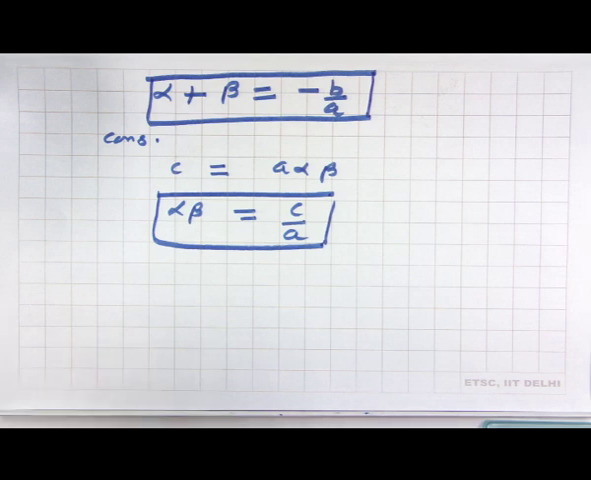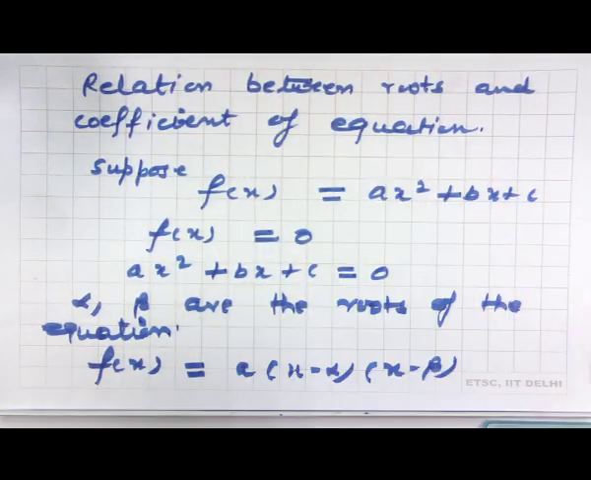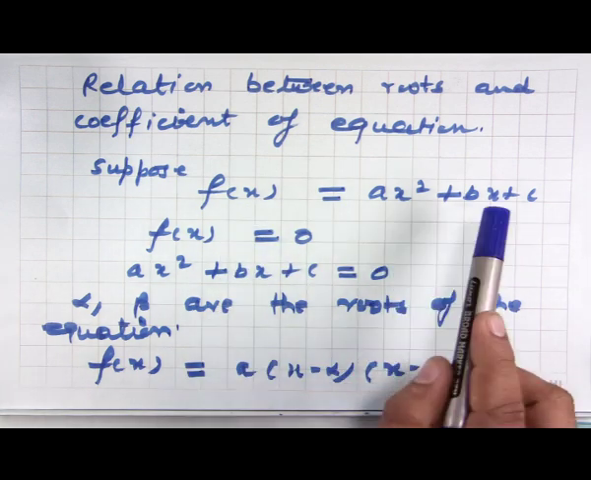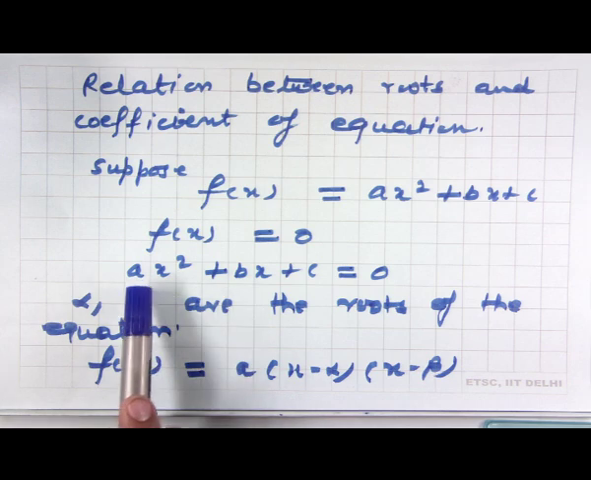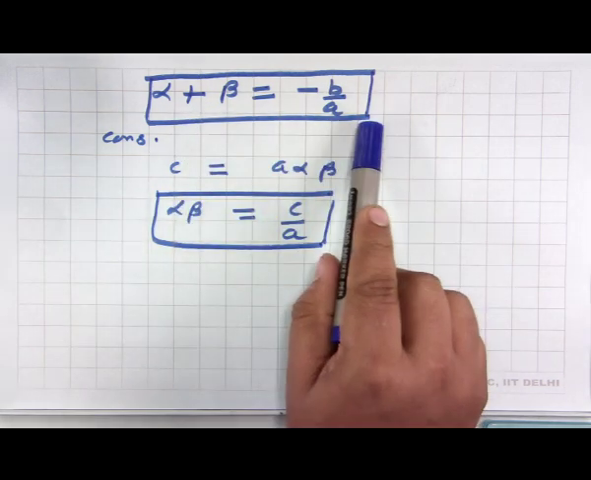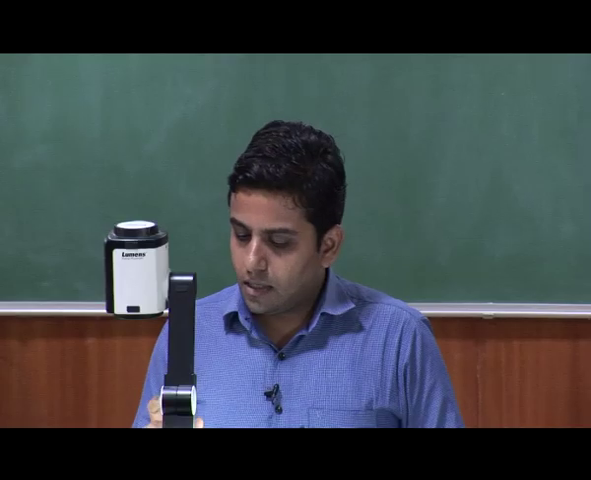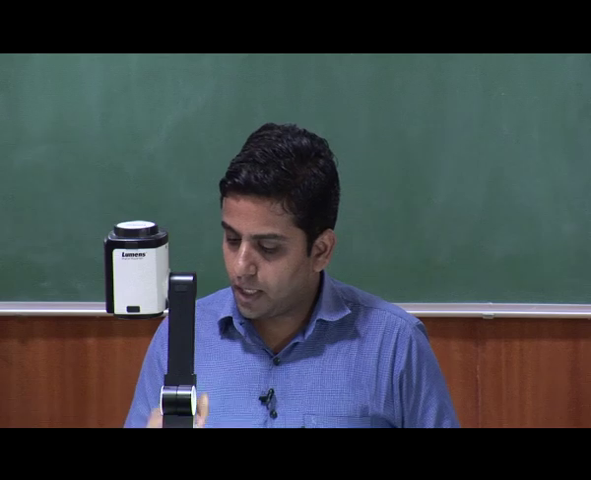Now let us start discussing the first relation between roots and the coefficient of equation. As I have told you, f(x) equal ax square plus bx plus c is a quadratic polynomial. If f(x) equals 0, it is ax square plus bx plus c equal 0, and alpha and beta are the roots of the equation. Now you have determined the value of alpha plus beta, which is minus b over a, and alpha beta equal c over a.